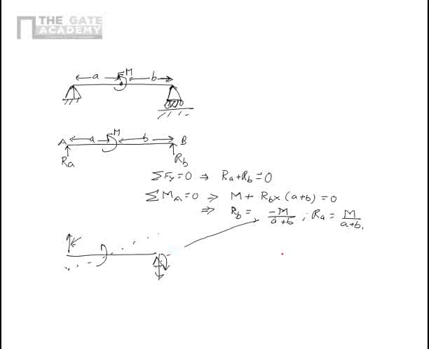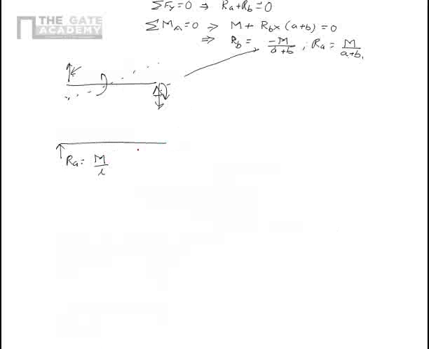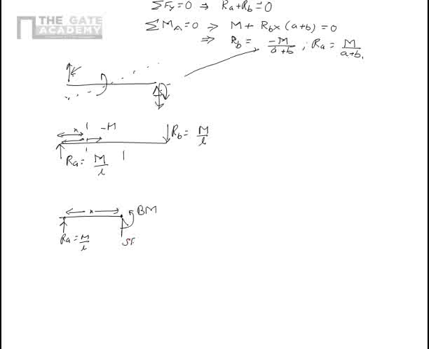Now with this information we draw the reactions again. So RA is equal to M upon, let's say L, where L is equal to A plus B, and this is RB, that is equal to M upon L, but the direction is inverted now, and this is M. Now I cut the beam here at some location X, where RA is applied, this is A, and I assume that the bending moment and the shear forces are acting like this over here.